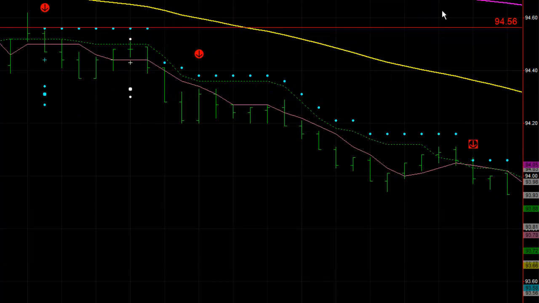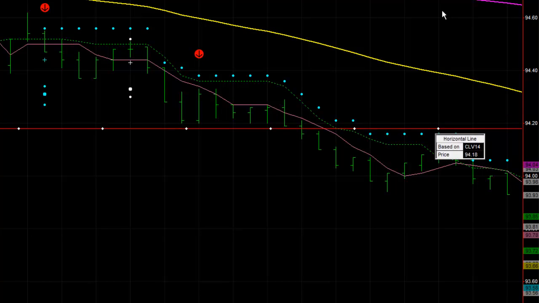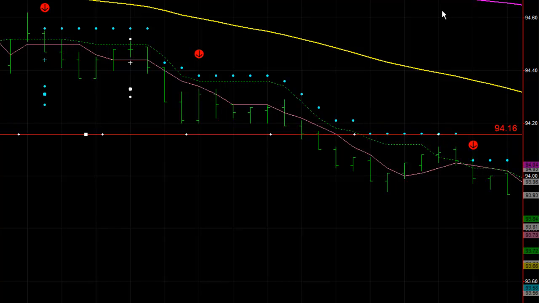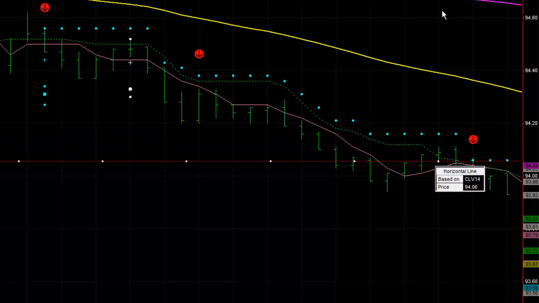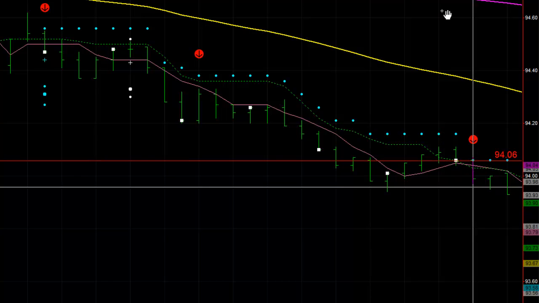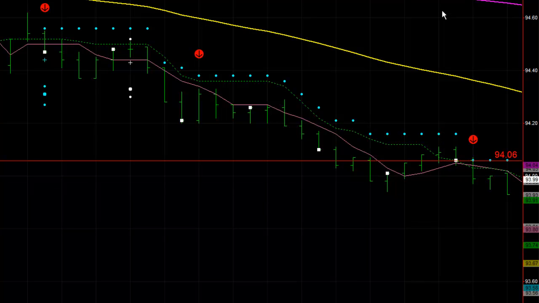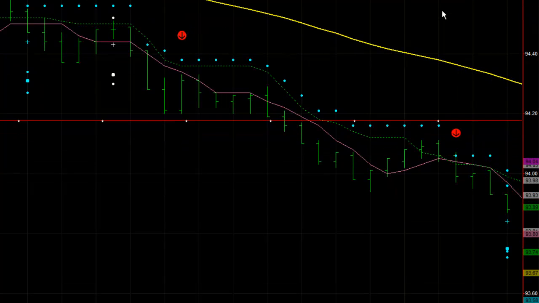Now we didn't stop out here because you always wait till the candle closes. So this candle closed that I have a red arrow on, then you move your stop down. So our stop was here, this candle closed, so then we moved it down to here. And so you can see, obviously price action opened right there at 94.06, but it closed down here at 98. So again, we did not stop out there.